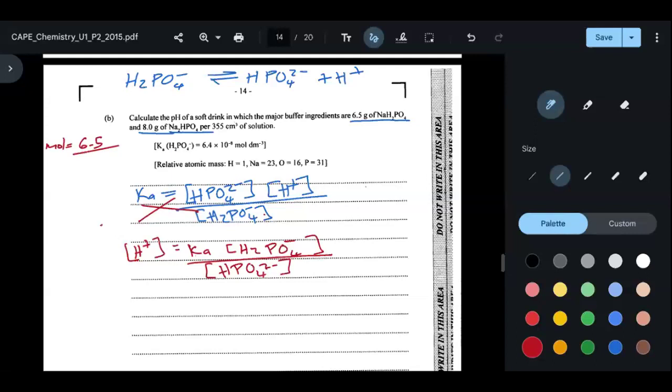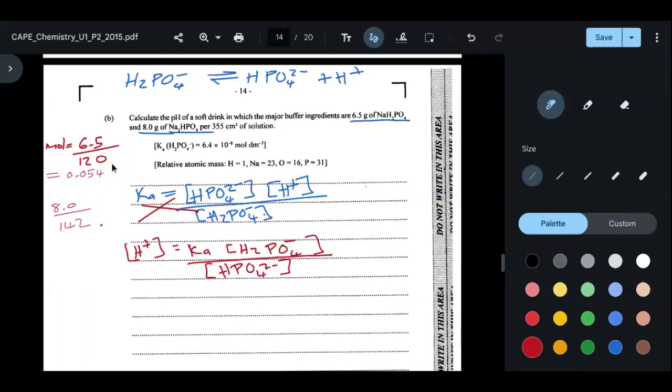So sodium is 23 times 2, 46, plus 1, plus 31, plus 64. That's 142. And 6.5 divided by 120 gives 0.054. And the next one, 8 divided by 142, gives 0.056.